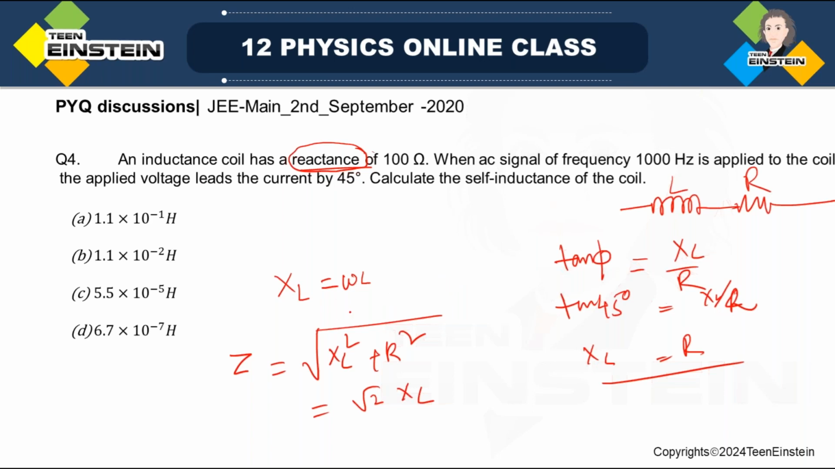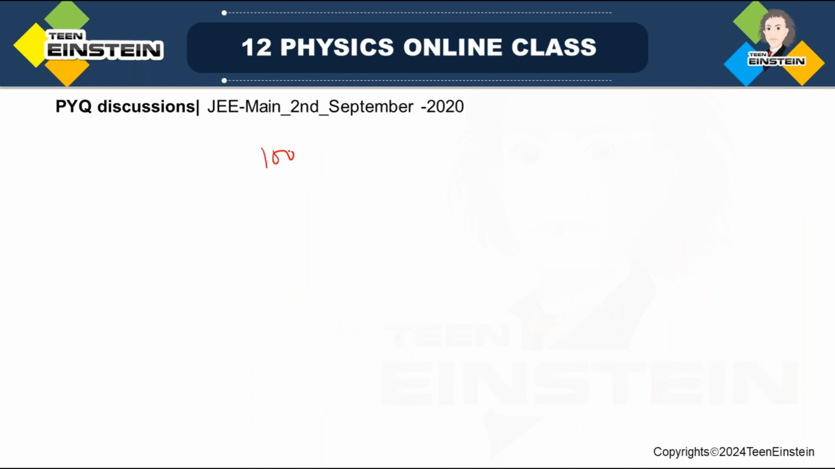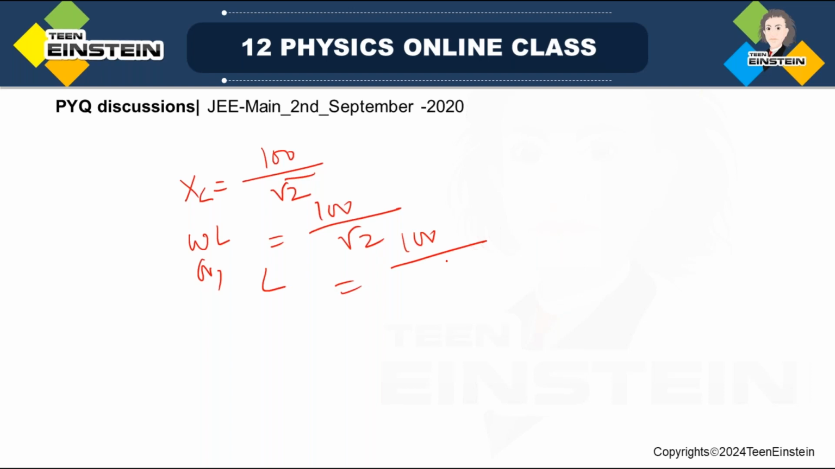So here XL is not 100. XL you have to find out. What is given is actually impedance. So XL is equal to Z by 2 root 2. So Z by root 2, what is Z? Z is actually 100 by root 2. So this is XL, or omega L is equal to that. L is equal to 100 by square root of 2 into 1000.